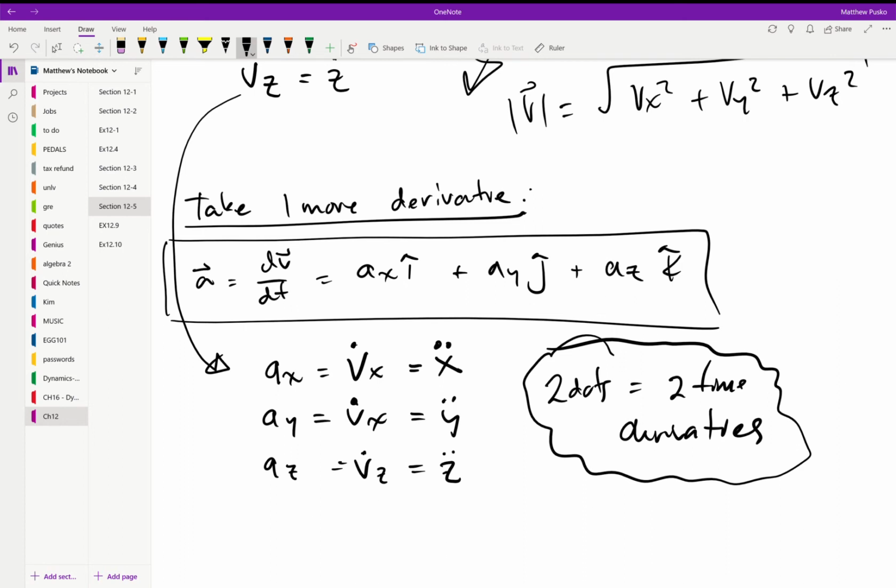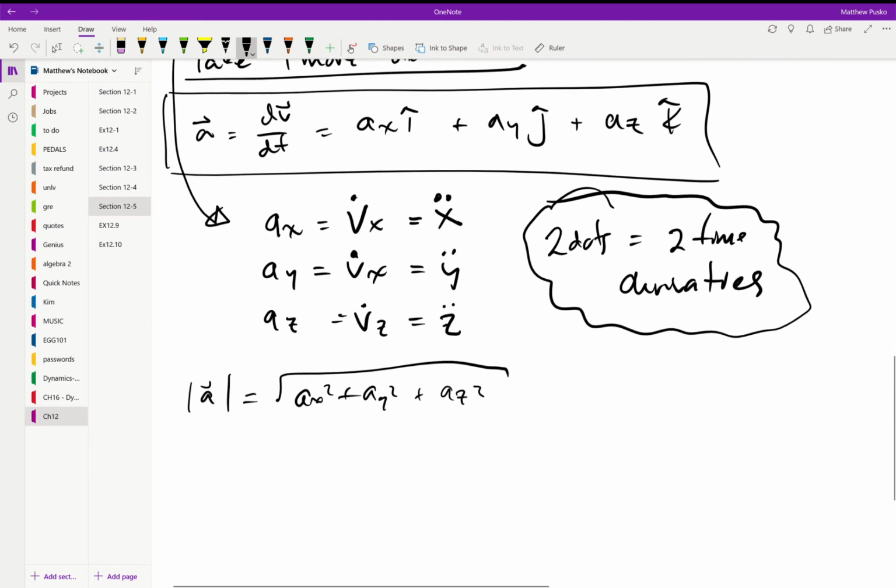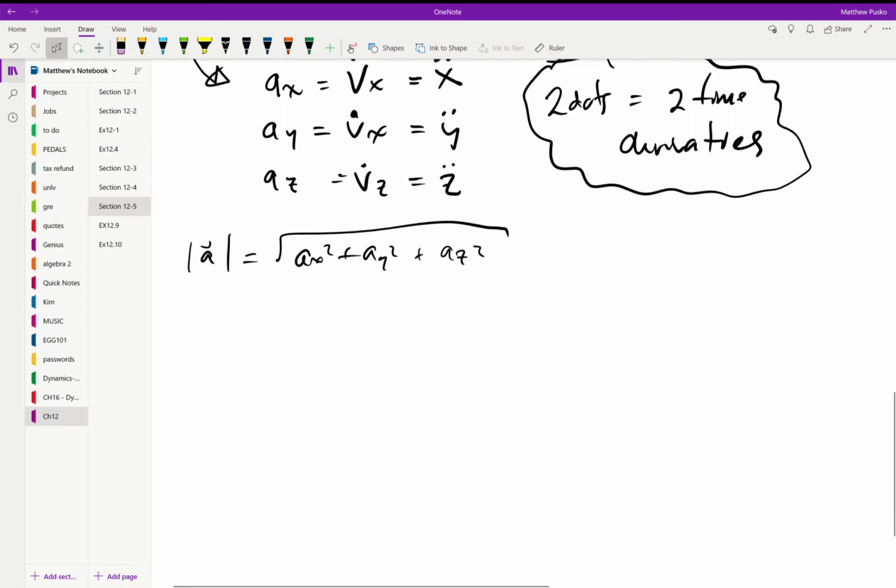Okay, and once again we can find the magnitude if we take the square root of the following. Okay, now that we have those, I'm going to do a quick little review.